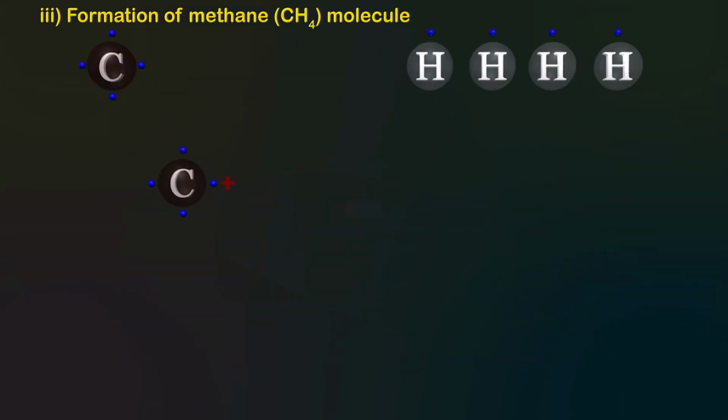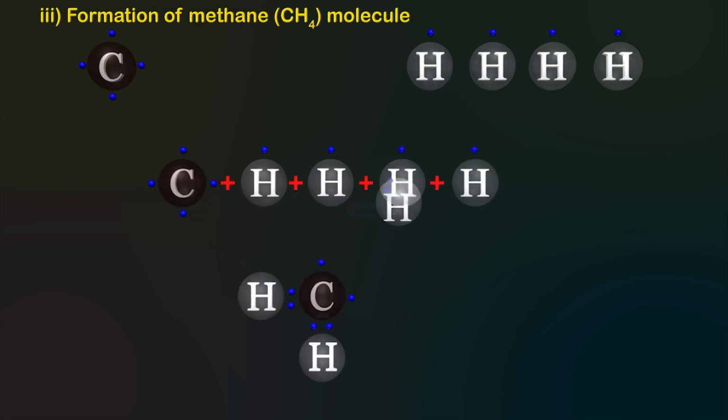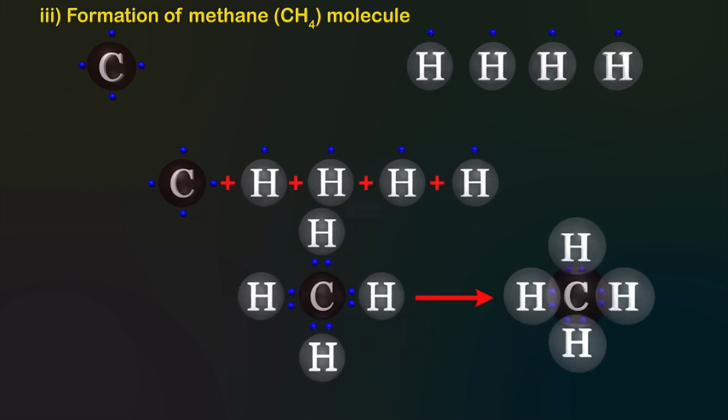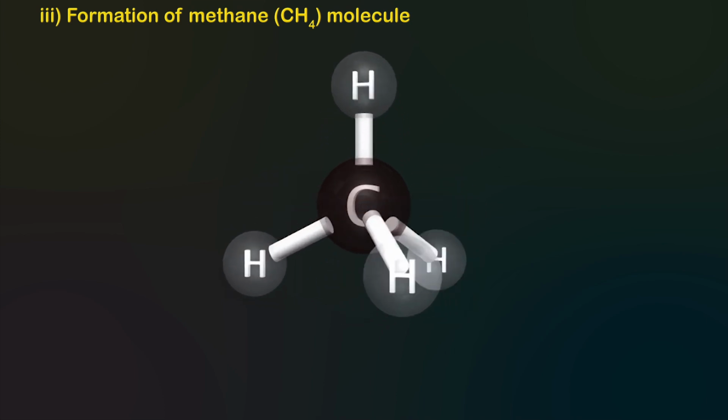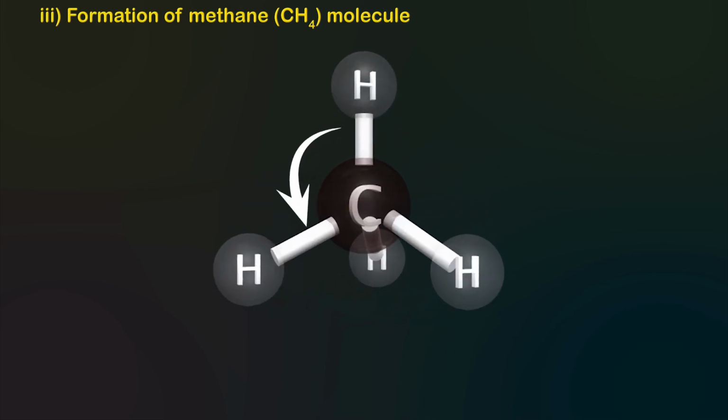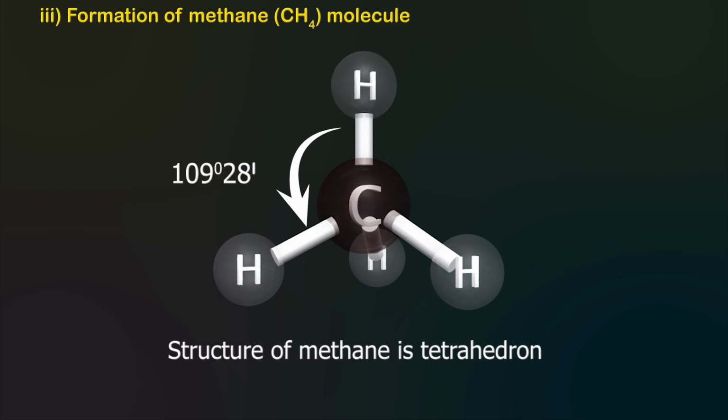In methane molecule, around the nucleus of the central atom, that is carbon, there are 4 bond pairs of electrons, and the bond angle between the carbon and hydrogen is 109 degrees 28 minutes. Structure of methane is tetrahedron.